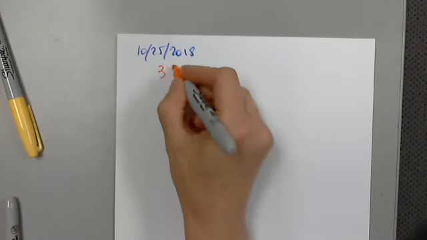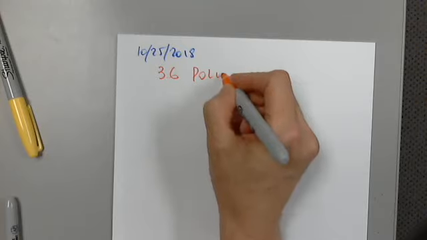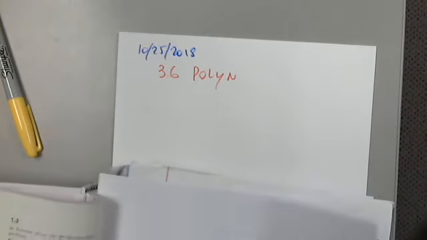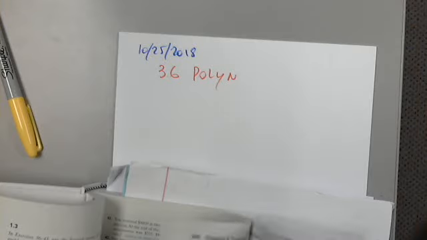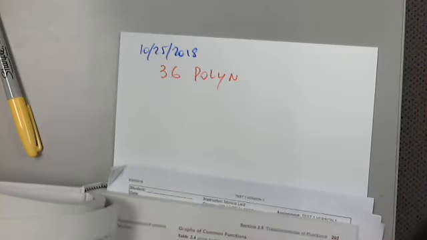Look at 3.6, the last section before our second test. Polynomial. I promised something and I did not deliver. So I would like us to look at a couple of examples.